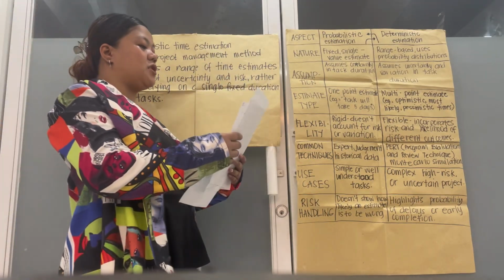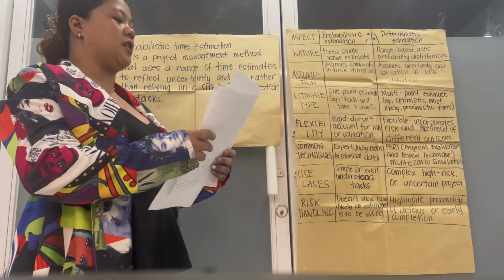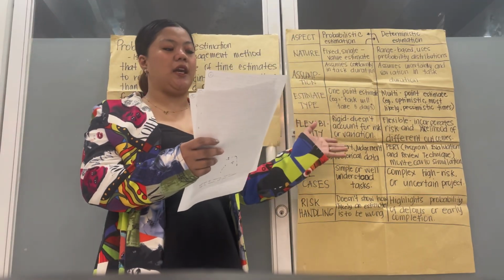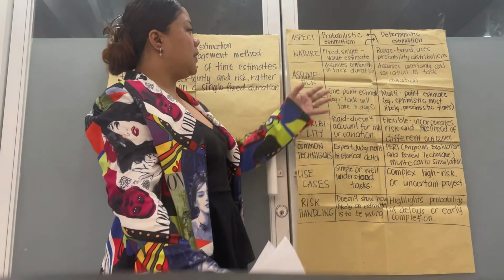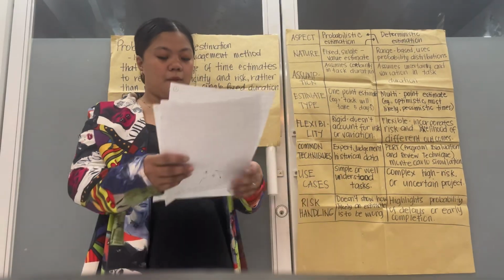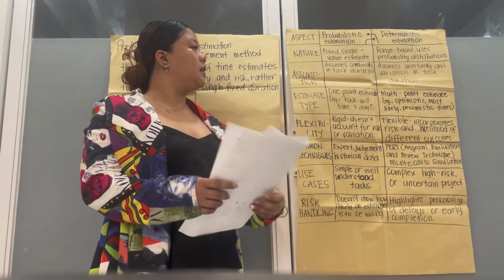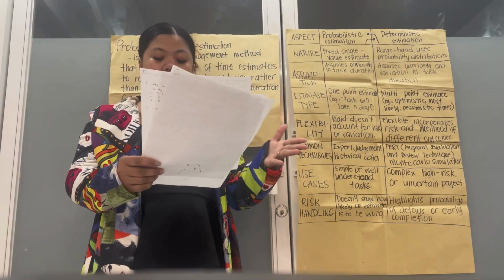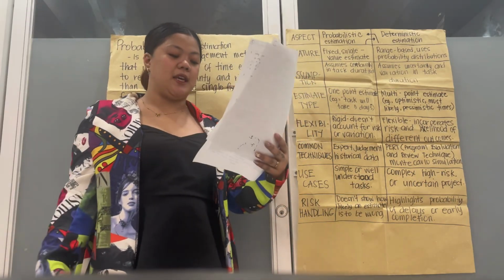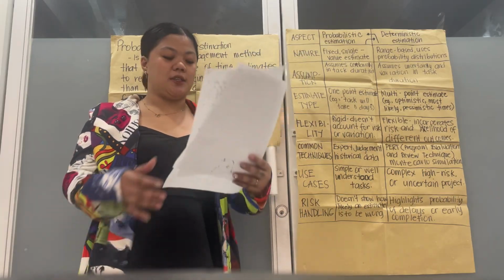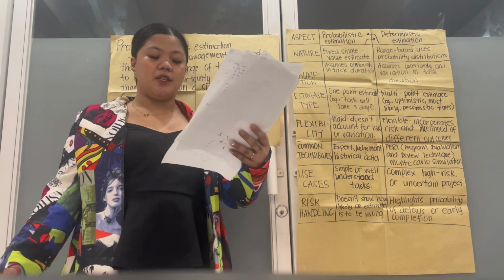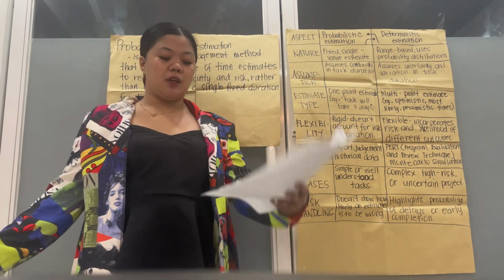Probabilistic estimation and deterministic estimation differ mainly in how they handle uncertainty in the predictions. In summary, deterministic estimation is straightforward but often unrealistic in uncertain projects, while probabilistic estimation is more accurate for managing complex projects because it reflects real-world unpredictability.